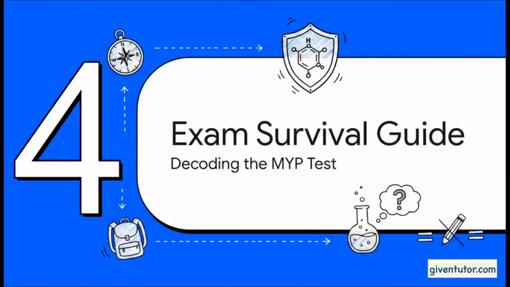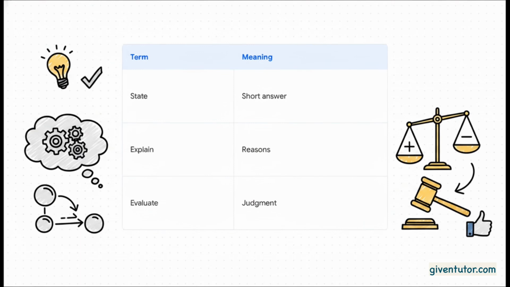All right, it's time to shift into pure survival mode. Section 4, the MYP Exam Survival Guide. Because honestly, knowing all the chemistry in the world isn't going to help if you don't know exactly how the test expects you to answer. So, the MYP uses these very specific command terms across all of their criteria. If you see the word state, do not, I repeat, do not write a whole paragraph. It literally just means provide a short answer or a single word. Overwriting is just going to waste your precious time.